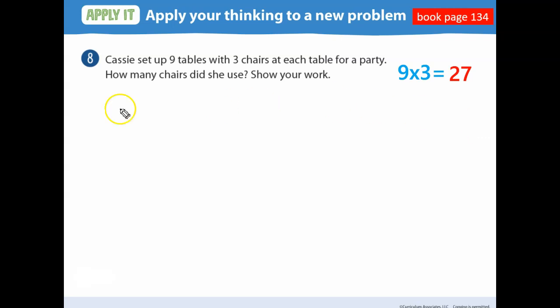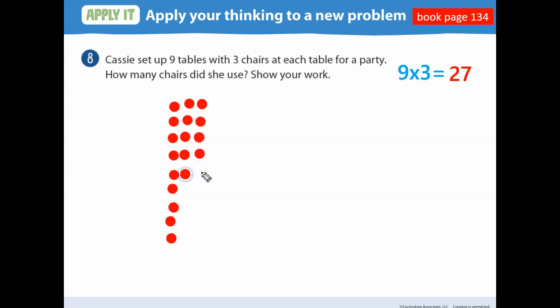Okay. Plus, or I could do it with the array, correct? That means I have 9 rows. 1, 2, 3, 4, 5, 6, 7, 8, 9. And how many columns? 3. So I just need to do 2 more columns. And then just count them all, right? And I get 27. So you can use either strategy, whichever strategy works for you.